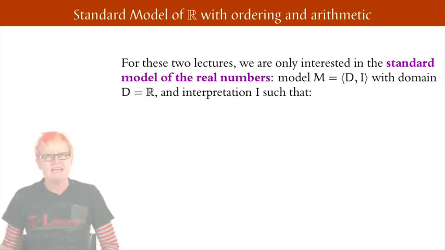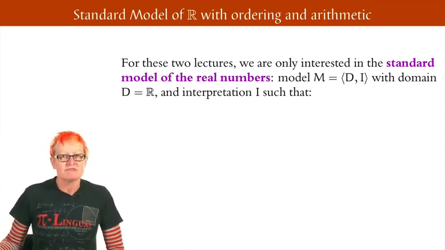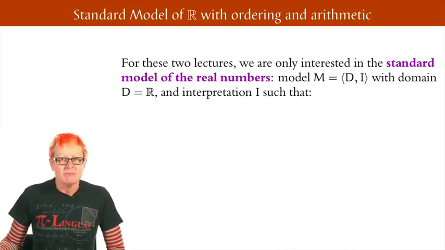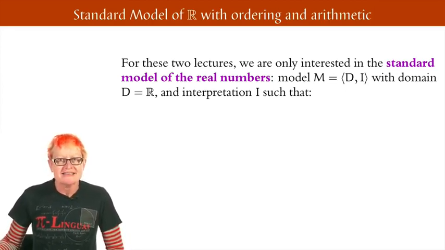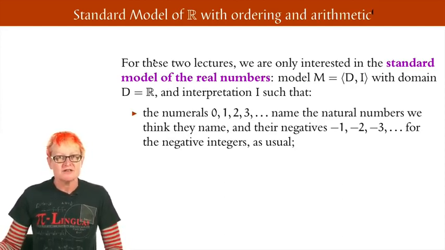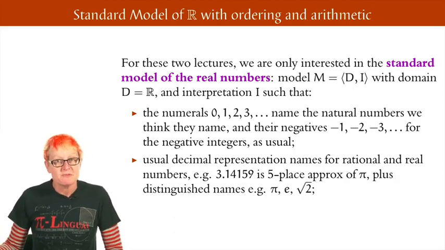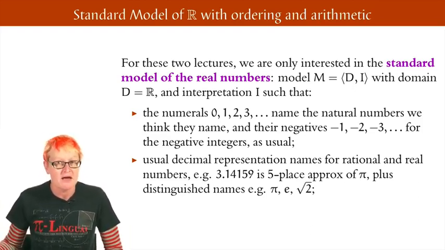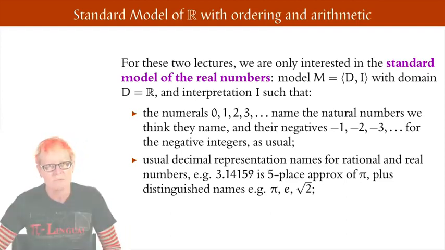For the rest of this series of lessons, we will be working in what is known as the standard model of the real numbers. That is, a model of predicate logic that has the set bold R as its domain and an interpretation I that is standard, in the sense that the standard names for the integers denote the numbers we think they name, and the usual decimal representation names for rational and real numbers denote the numbers we think they name, as do special constants like pi, e, square root of 2, and so on.